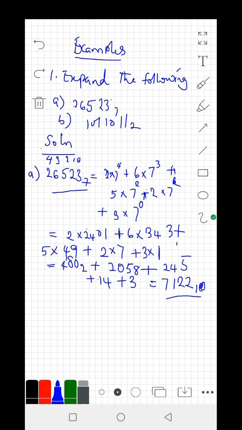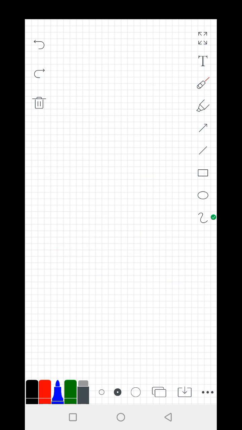All right. So the next example, the second example, is to find 11011 base 2. We should expand it, and remember, once you expand it, the answer you get is actually what you will get in base 10.